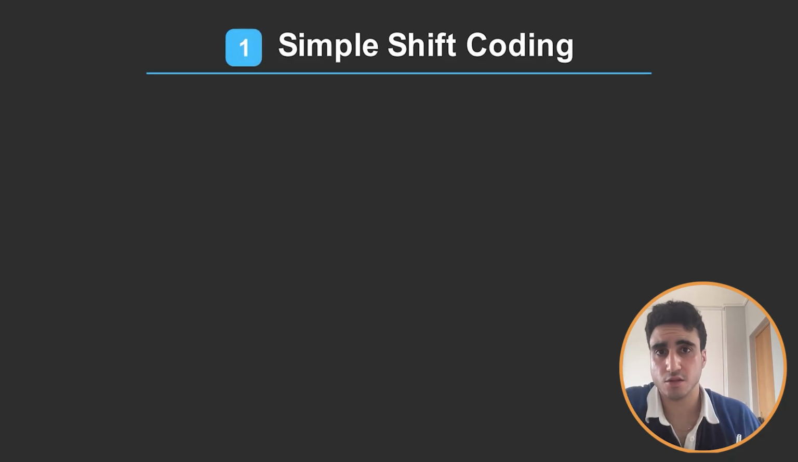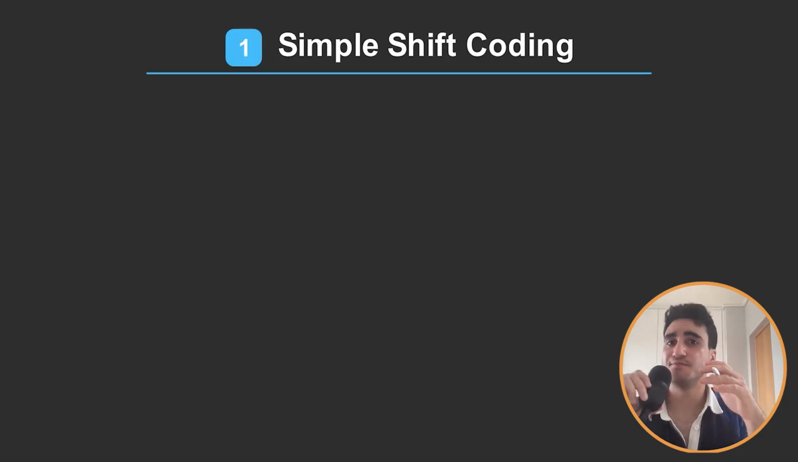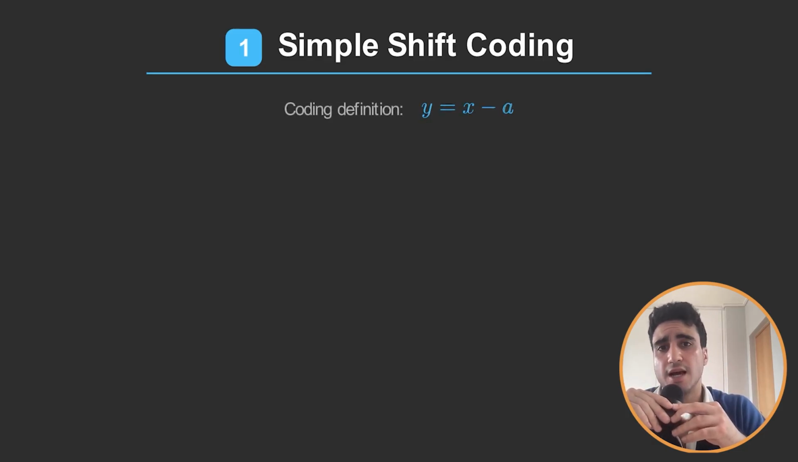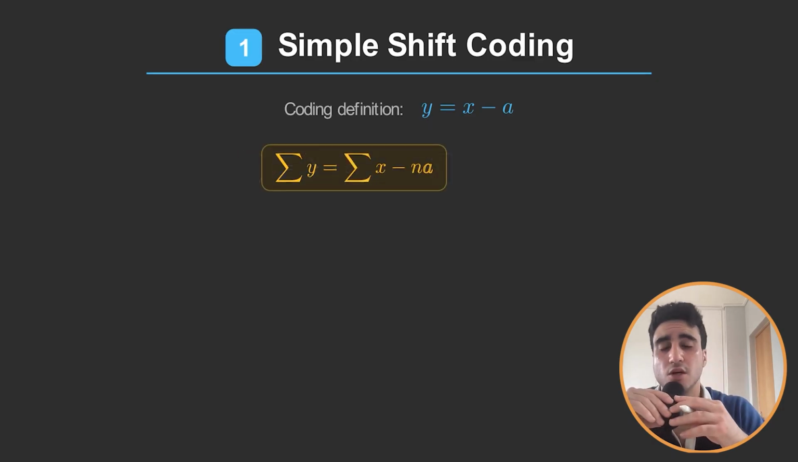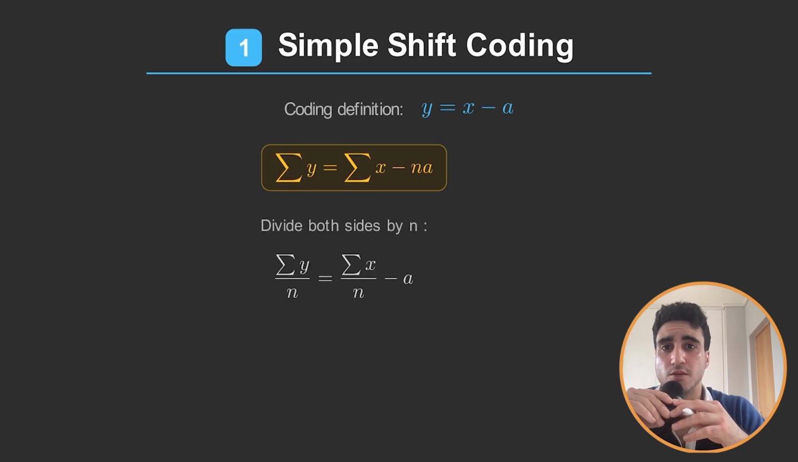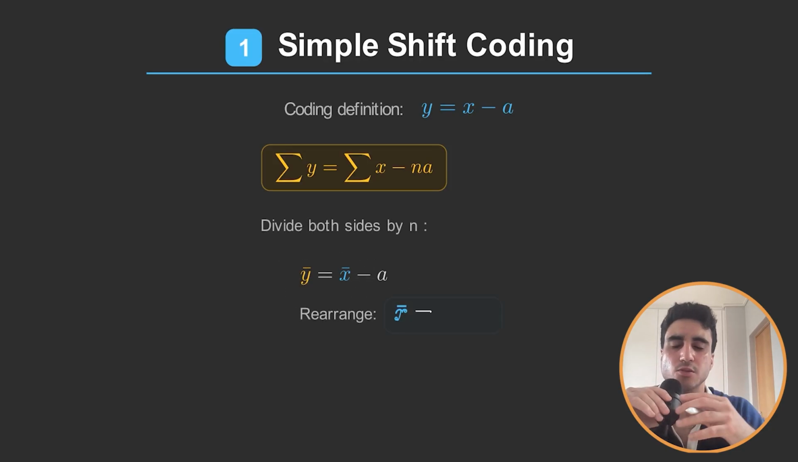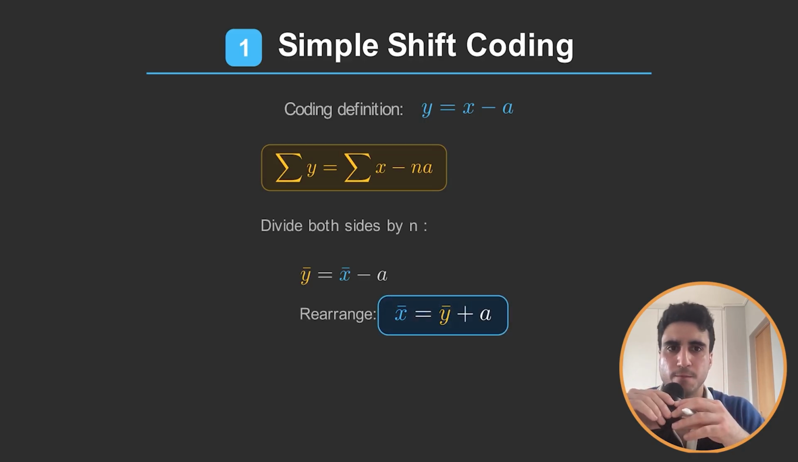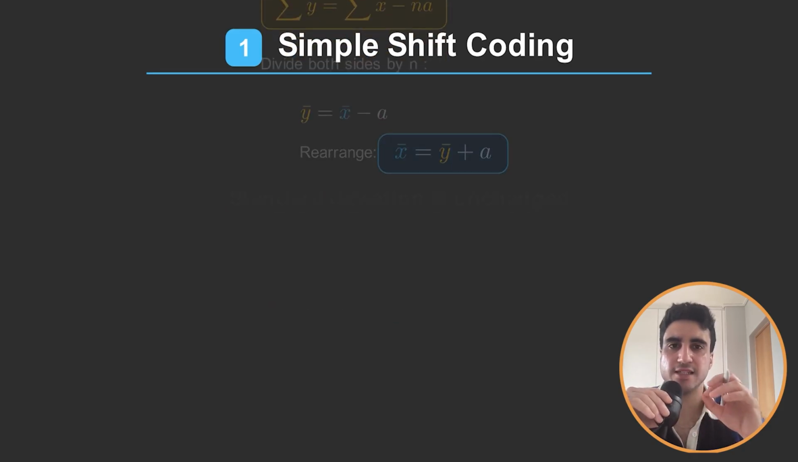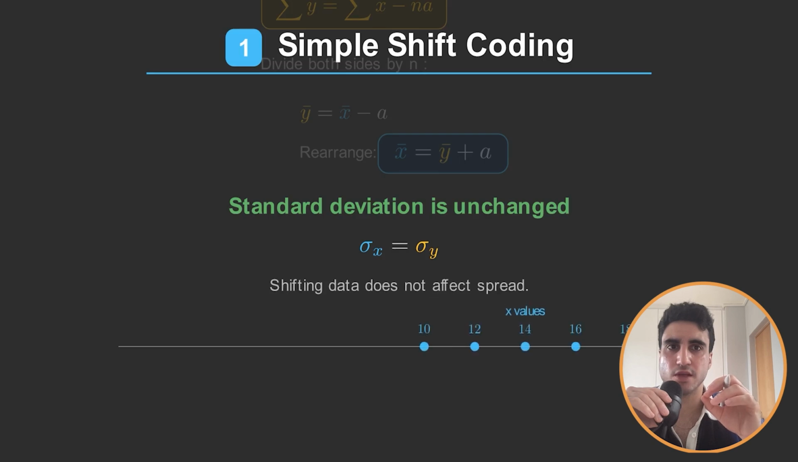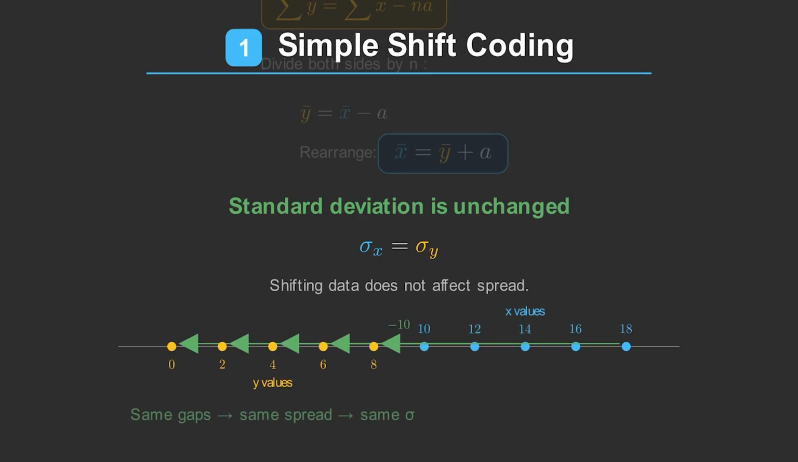Okay guys, so for rule 1, as you can see, it's simple shift coding. This is where our mean changes. As you can see, y bar is equal to x bar minus a. Therefore we can say that x bar is equal to y bar plus a. Note here that the standard deviation is unchanged. I'm going to represent that with an example now.